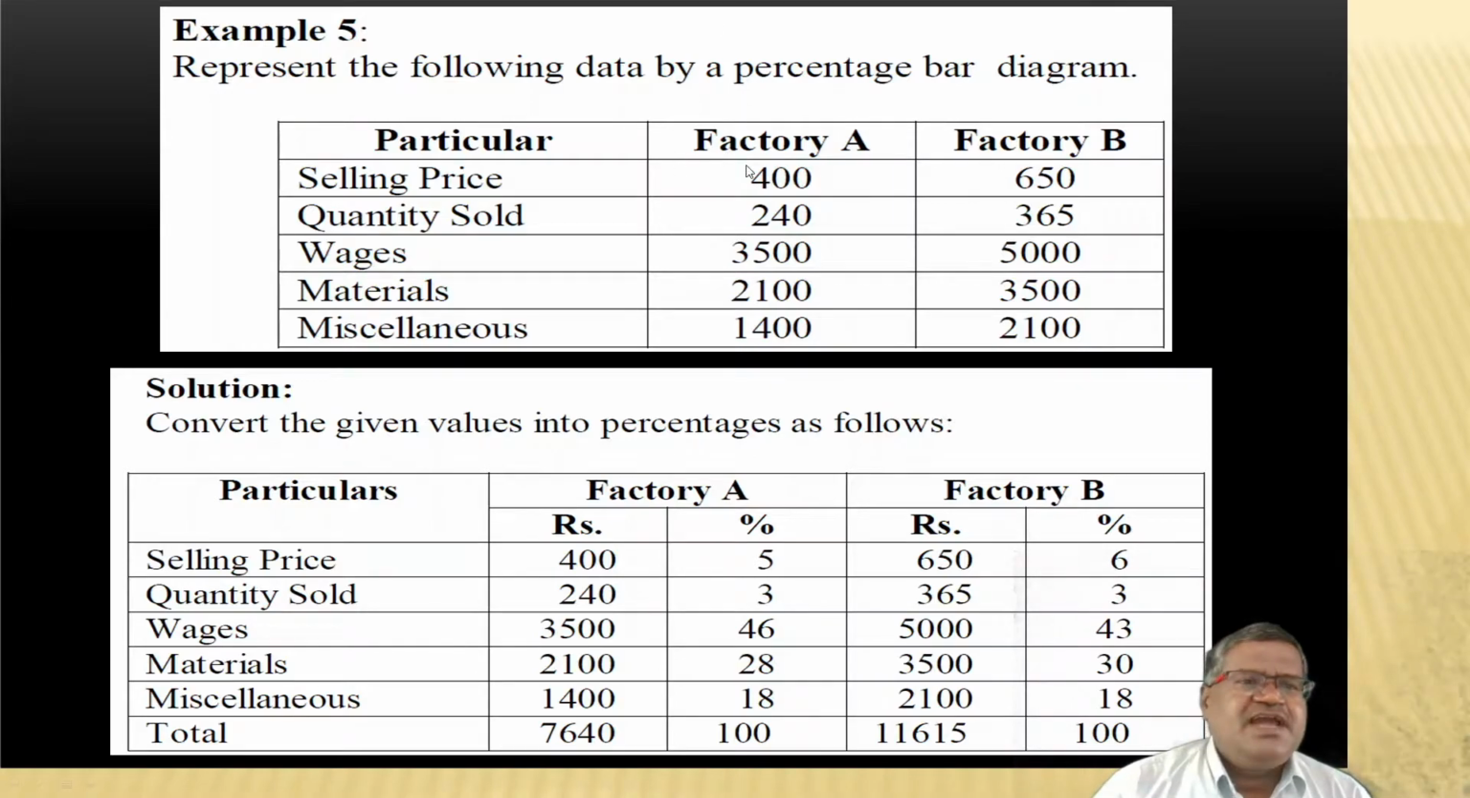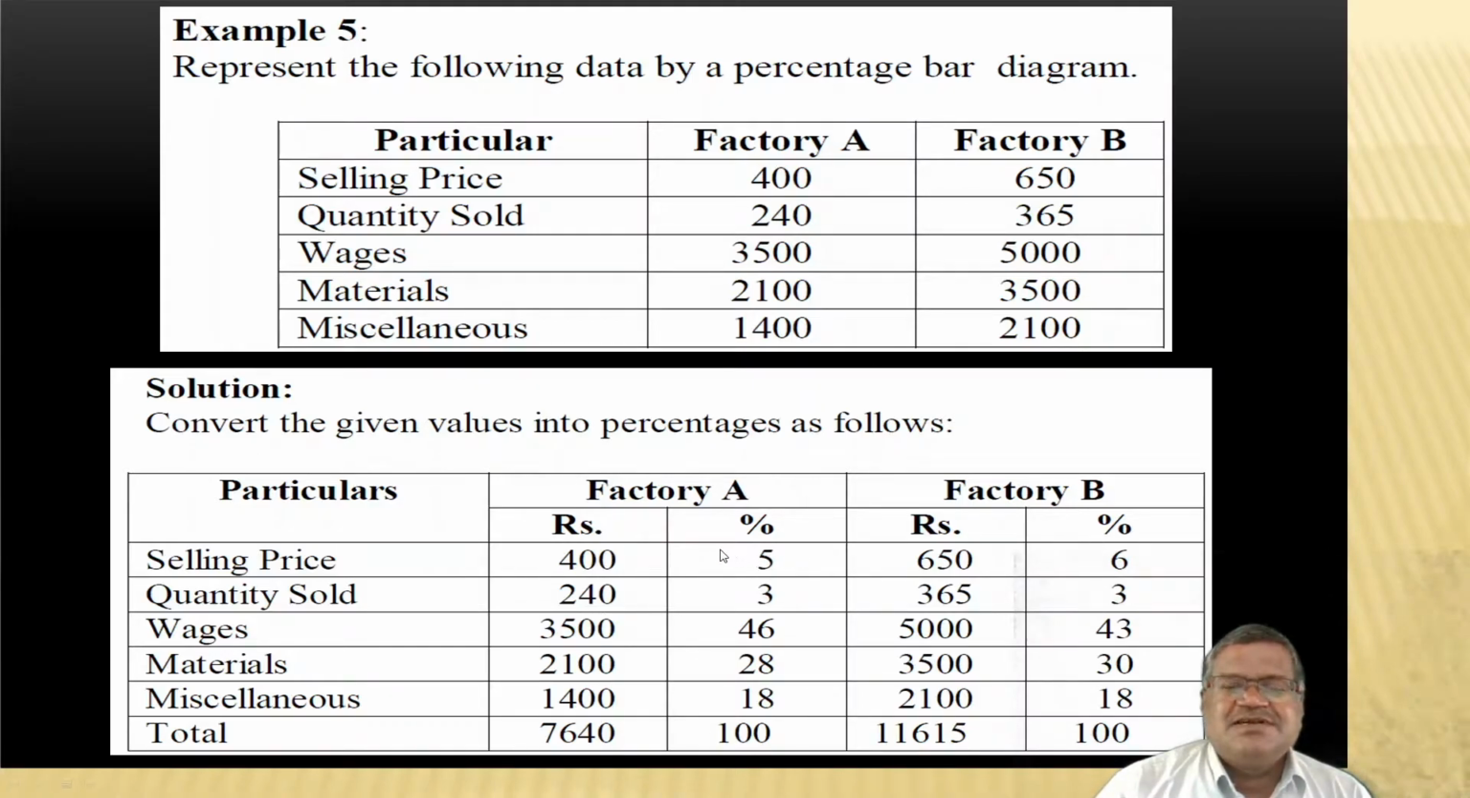For factory A, selling price 400, quantity sold 240, wages 3500, like that. These are the details, particulars of factory A, and these are the particulars of factory B. We need to add all the particulars for factory A and factory B first.